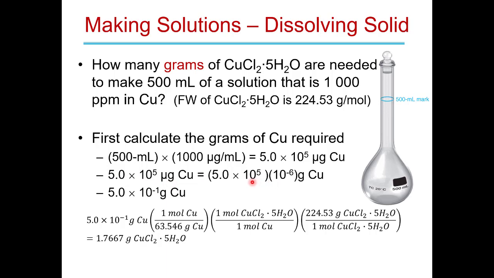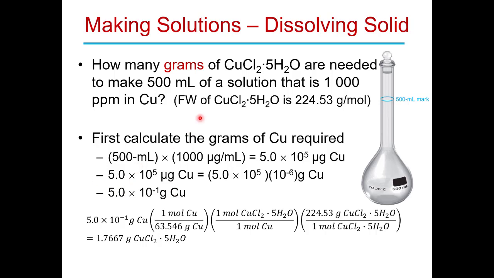And when we multiply 10 to the power 5 times 10 to the power minus 6, you might remember this rule from math that what we do is we just add the exponents. So 5 plus a negative 6 is a negative 1. So there we go. We need 0.5 times 10 to the minus 1 gram. So that's the same as 0.5 grams of copper. That's how much copper we're going to have in this solution.